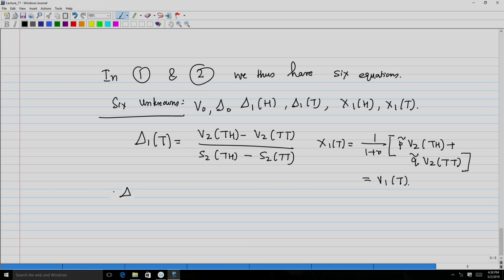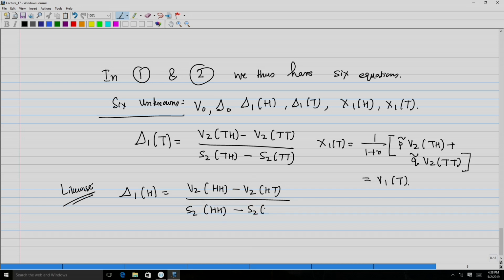Likewise, we can obtain delta 1 of h to be equal to V2 of hh minus V2 of ht divided by S2 of hh minus S2 of ht, and x1 of h, which is V1 of h, is going to be 1 over 1 plus r into p tilde V2 of hh plus q tilde V2 of ht.